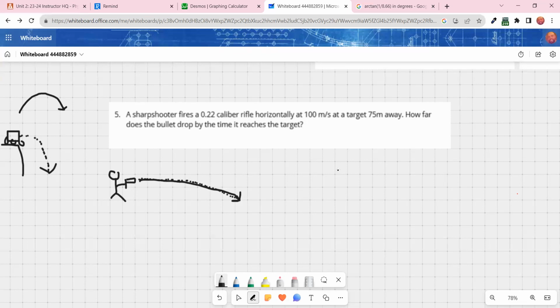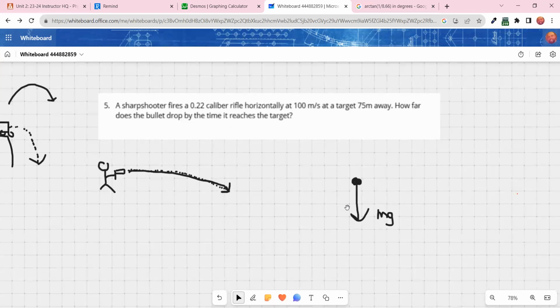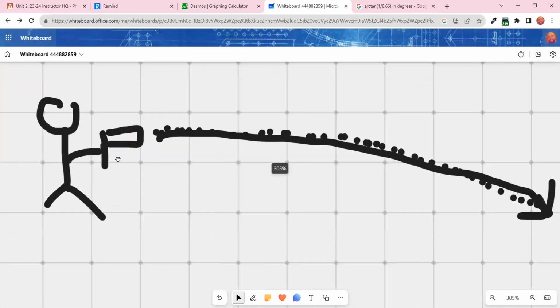Why? Well, here's my bullet. As soon as it comes out, what's the only force acting upon it as soon as it comes out of the gun? What force is pulling it down? Gravity. All right, cool. So this is my free body diagram on the bullet.